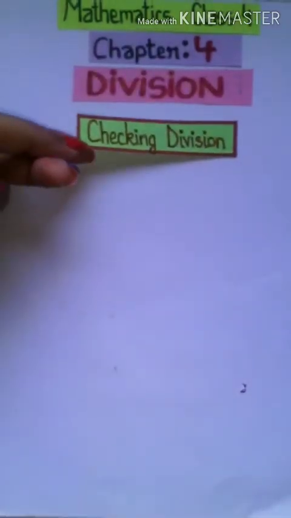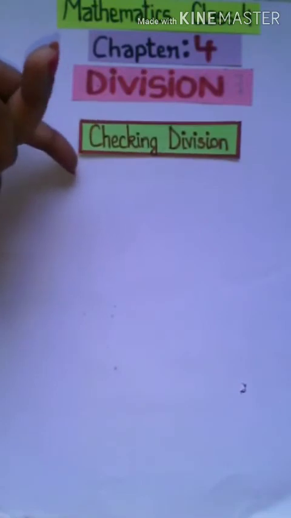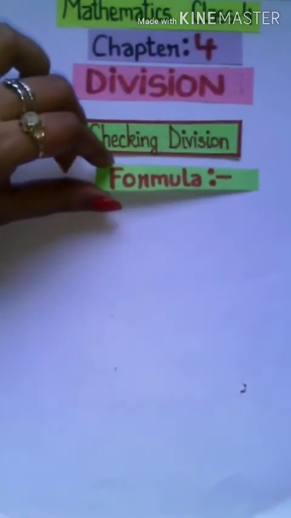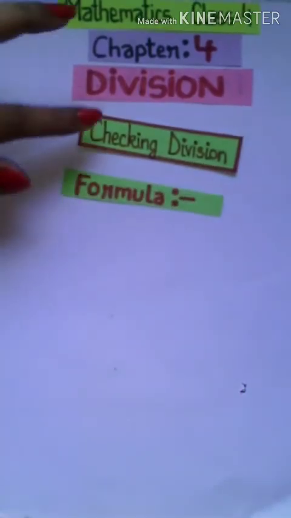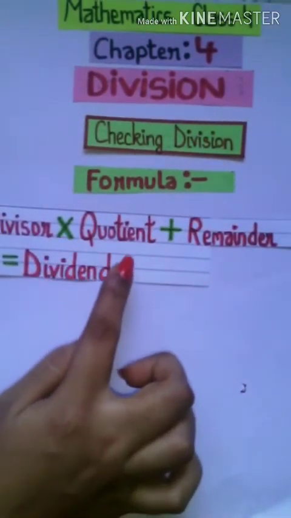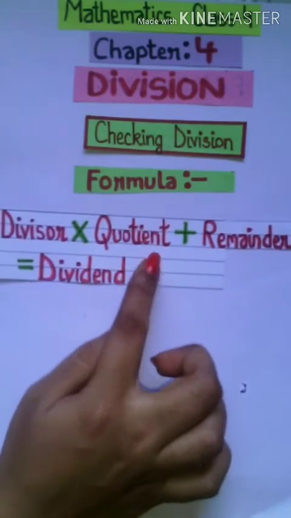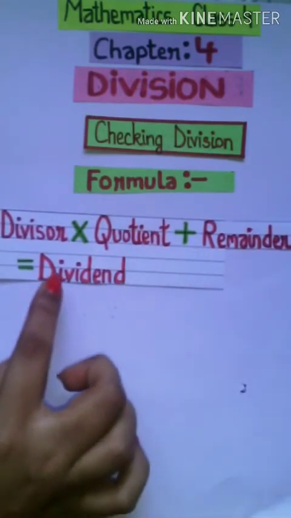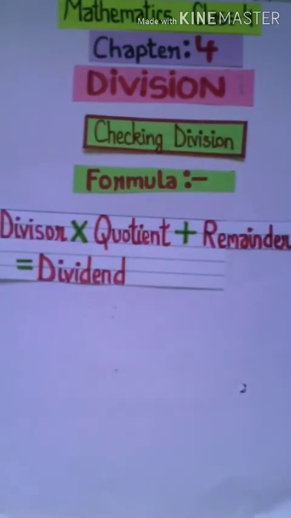Next, I will be telling you all about a very interesting part, checking division. After doing a division sum, you can check the division by a simple formula that you all must keep in mind. That is, the divisor multiplied by the quotient plus the remainder is equal to the dividend.